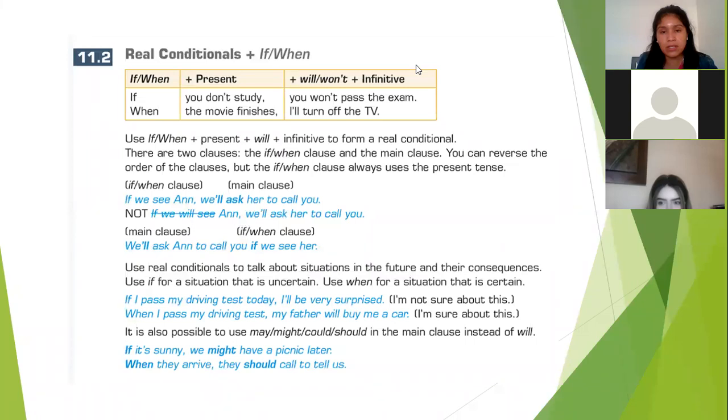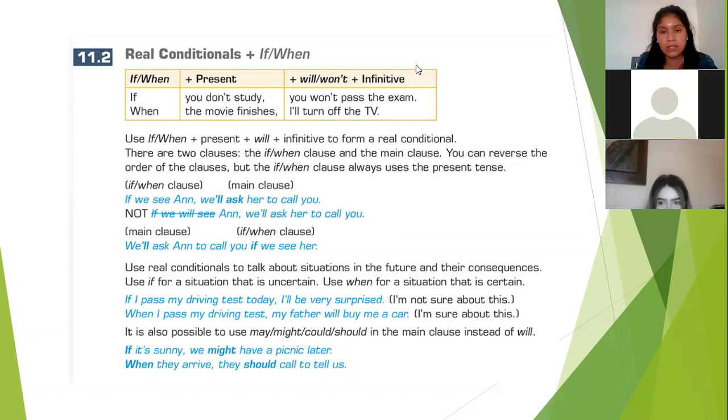Yes, okay. So I was telling you, les decía, I'm gonna use when instead of if, and it will be also with the simple present, and then in the second clause, it will be the will form. Okay, so when am I gonna use if, and when am I gonna use when? Basically it's a little difference. But in general, I'm gonna use the if or when plus the present plus the will infinitive to form a real conditional.